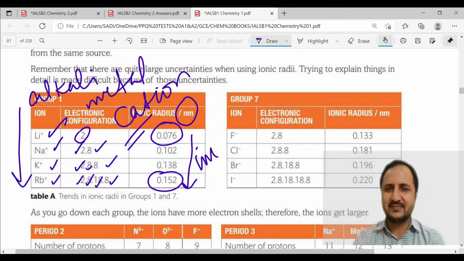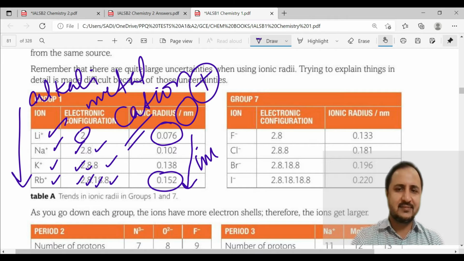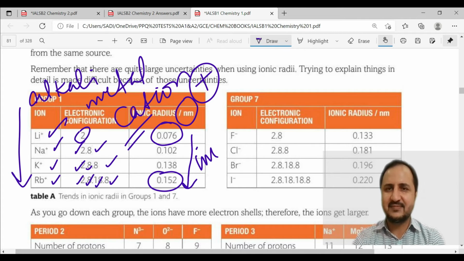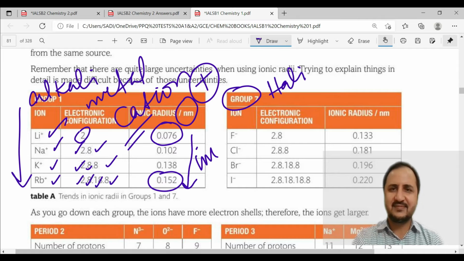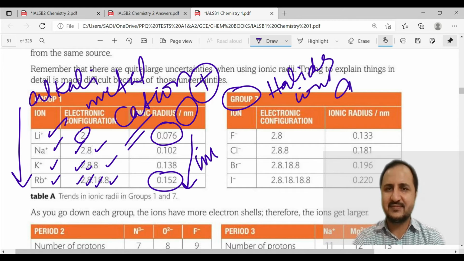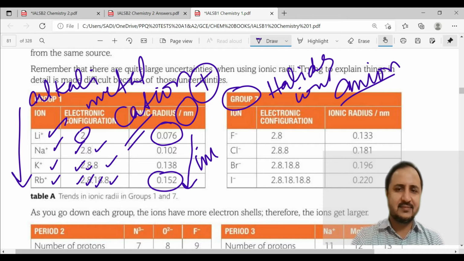Cation is a positively charged ion. The ion which is moving towards the cathode is called a cation. It must have a positive charge on it. Now, if we look into group number 7, the halide ions, they're negative, they're called anions. Anions are those ions which are moving towards an anode. Anode is positively charged, but they must be negatively charged.